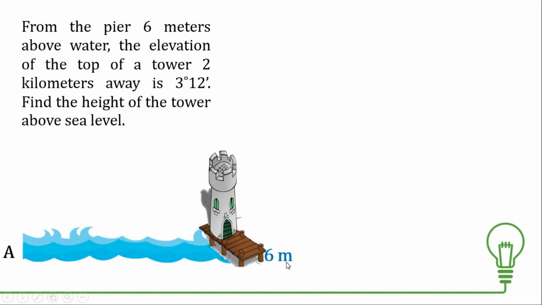And then, there's a tower 2 kilometers away. Bakit ginawa kong 2,000 meters? Kasi magkaibang unit of measurement yung ginamit natin dito sa problem. So, dapat pareho sila. That is why I converted 2 kilometers into meters, which is actually equivalent to 2,000 meters. So, yung angle of elevation daw from the top of the tower to point A is 3 degrees and 12 minutes. Paano po natin makukuha yung height ng tower above sea level?